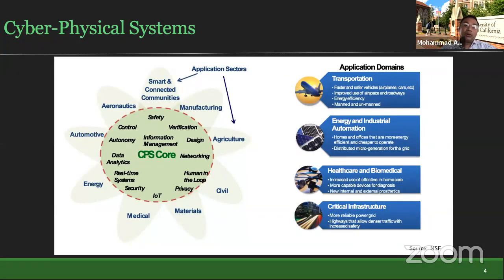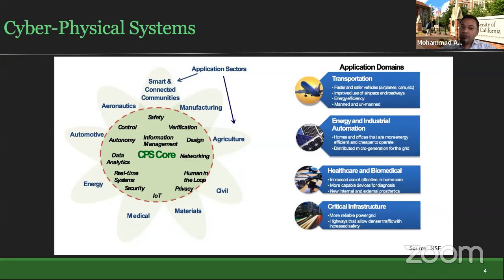If you look at the core of cyber physical systems, you must understand that information processing is the core, and cyber physical systems have different challenges we are focusing on today: safety, verification, design, human in the loop, privacy, security, real-time systems, autonomy, and control. All these challenges have made it multidisciplinary. Honestly speaking, cyber physical systems can never be done in a siloed fashion.